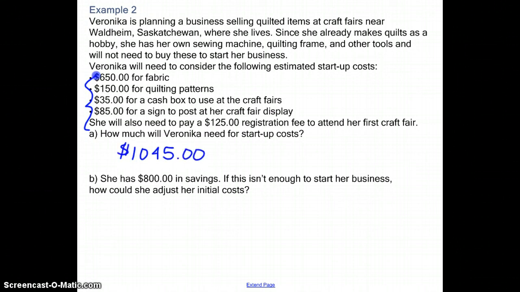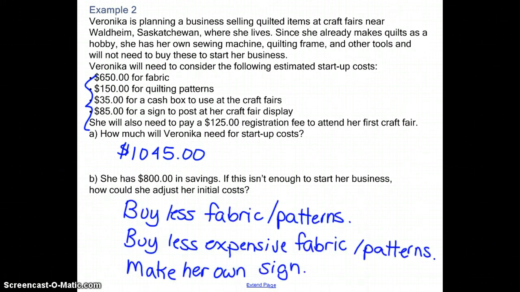She has $800 in savings, but this is not enough. So how could she adjust her initial costs? And here are just 3 suggestions.